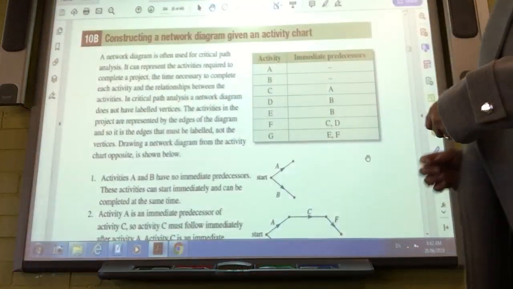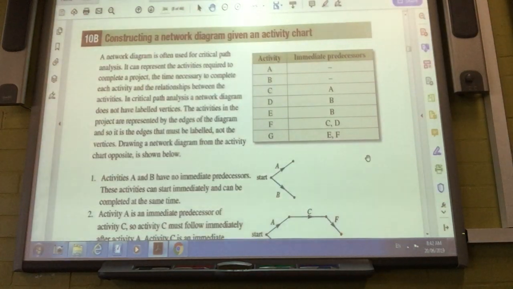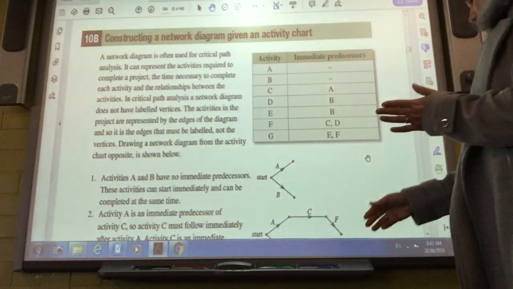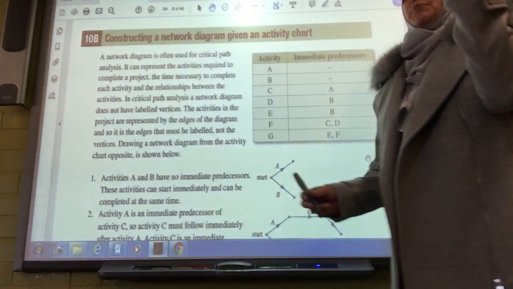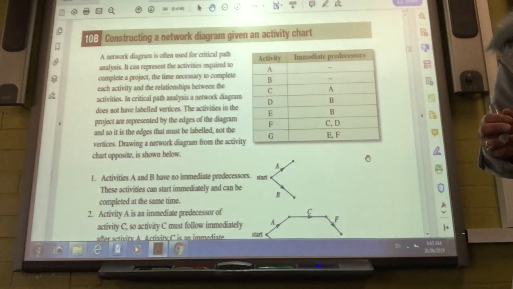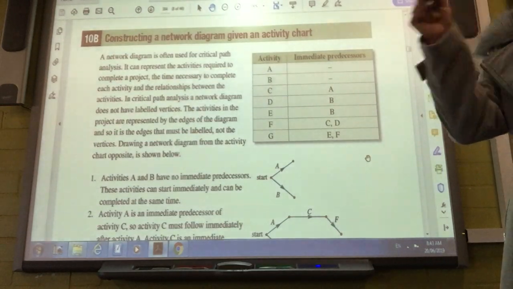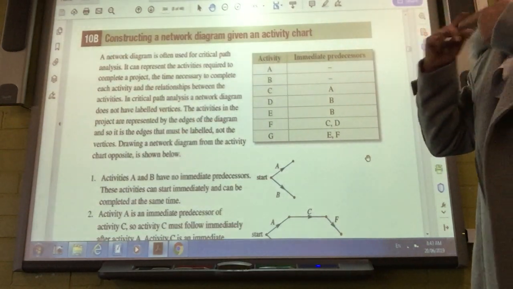Okay, let's have a look at 10B, constructing a network diagram given an activity chart. The first thing here says a network diagram is often used for critical path analysis. It can represent the activities required to complete a project. So to complete a project, what was the important thing? The time and relation between each job, each step.